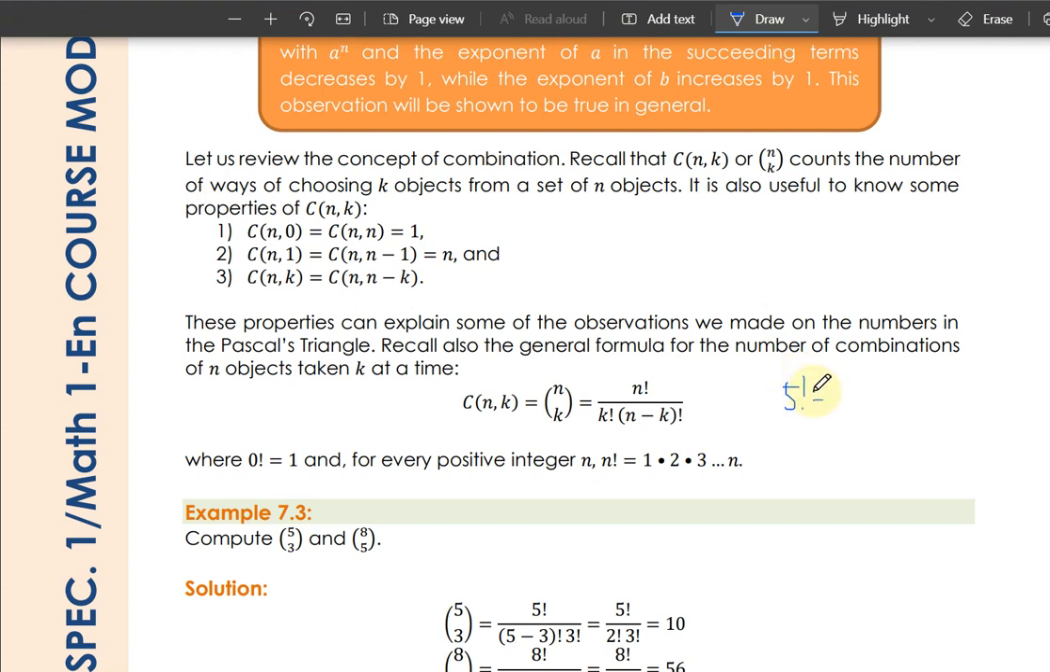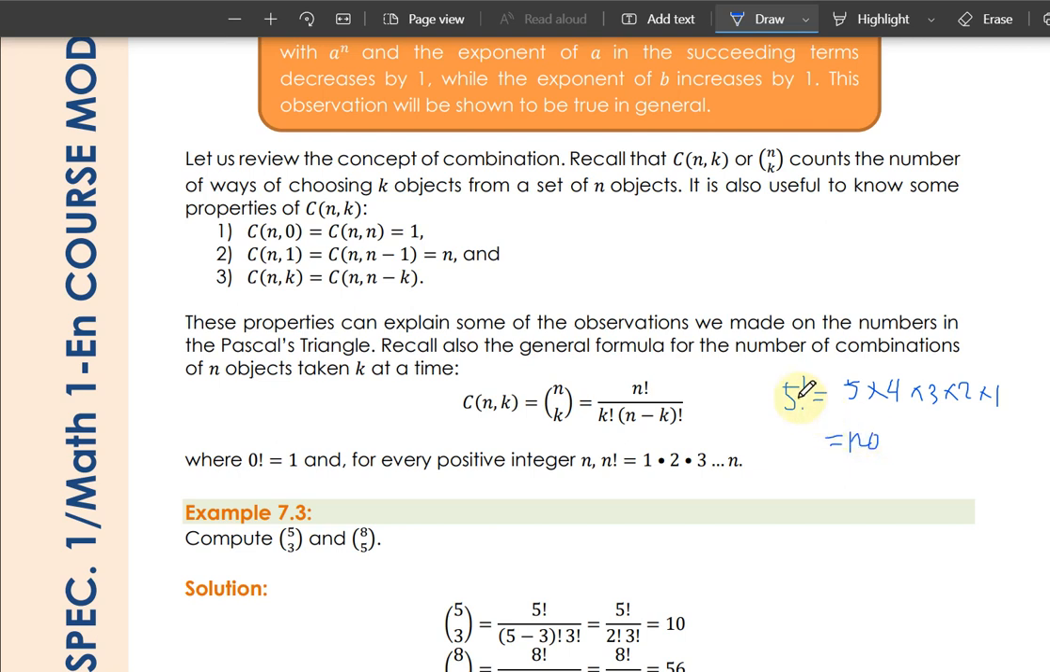So how do we solve that? 5 factorial is equal to 5 times 4 times 3 times 2 times 1. Okay? 5 times 4 is equal to 20, times 3 is equal to 60, times 2 is equal to 120, times 1 is equal to 120. So 5 factorial is equal to 120.